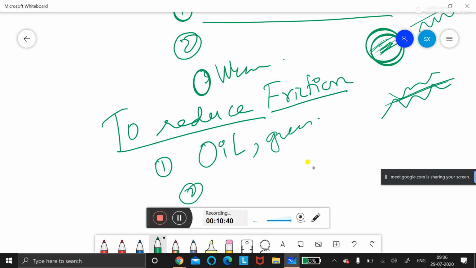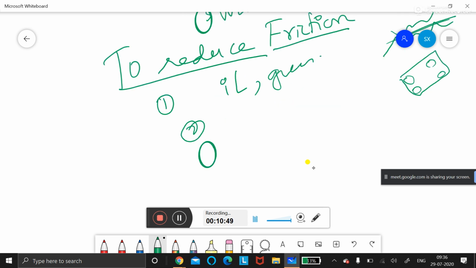See, for example, carom board. You take a carom board. Did you play carom board at home? How many of you are playing now? Yes, ma'am. Now during lockdown you can easily play.